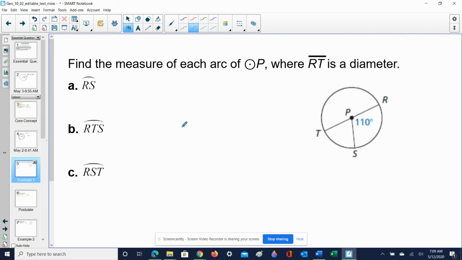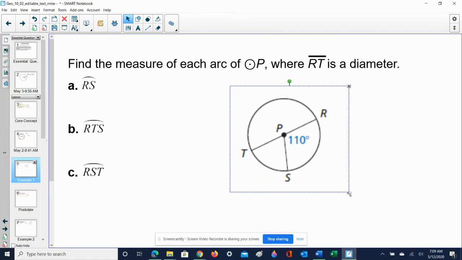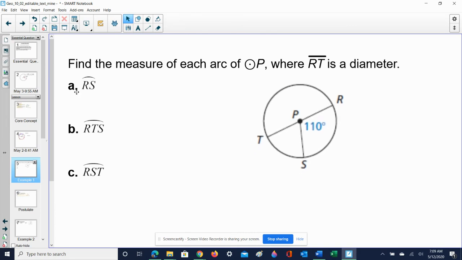So let's try another one. What would the measure of each arc of circle P be, where RT is a diameter? So we know this is a diameter. I don't know if I can move just this diagram. I can. Good. Maybe make it a little bigger. There we go. All right. So what's the first thing we're asked to find? First thing we're asked to find is RS. Where is arc RS?